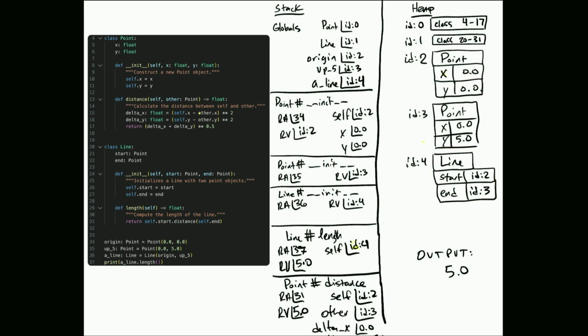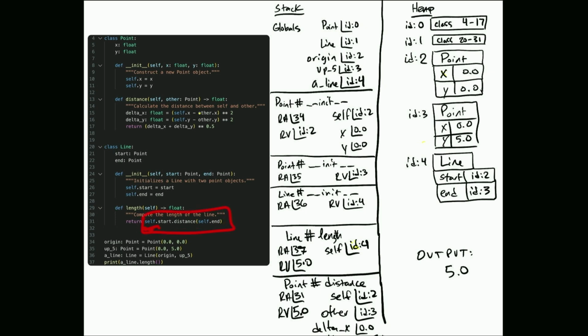Start is a reference to this object, ID2, and end is a reference to this object. And that's pretty cool. Notice how efficient this makes us at being able to pass around references. So notice when we called aline.length on line 37 and we set up this frame, all we need to do is copy in one ID, and that one ID gave us access to all three of these objects because of this sequence of references, right?